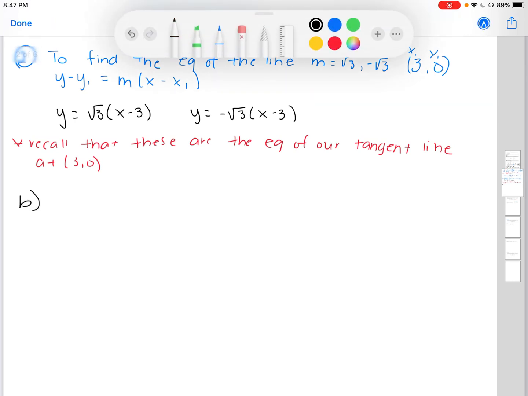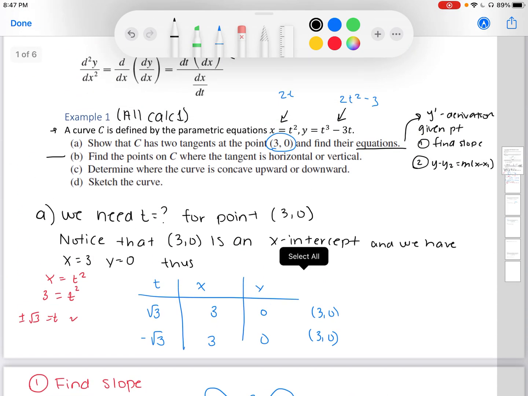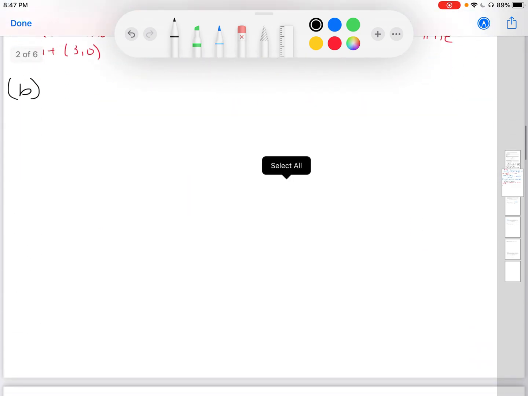All right, for B, let's read our question. Our question reads, find the points on C where the tangent is horizontal or vertical. All right, so tangent lines, horizontal and vertical. Recall your rules of slopes. So we know when your slope m is undefined, you have a vertical line. And when your slope is equal to 0, you have a horizontal line.